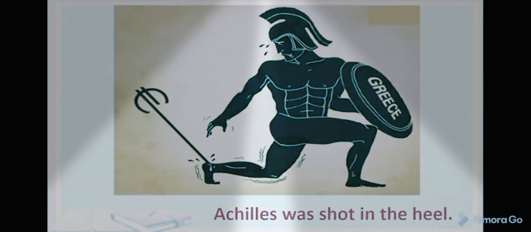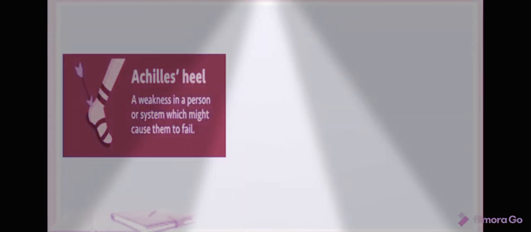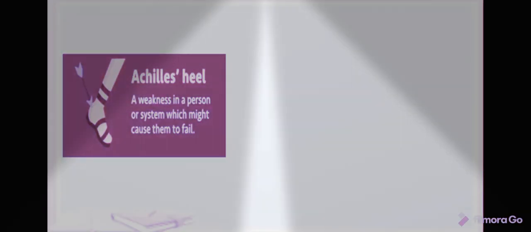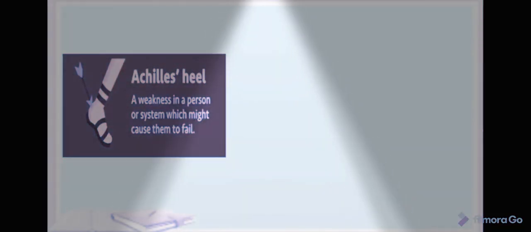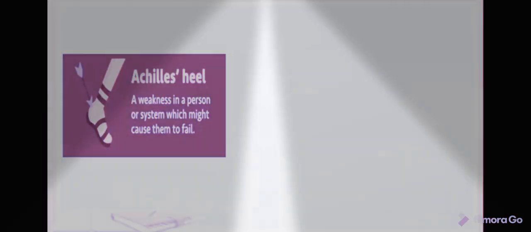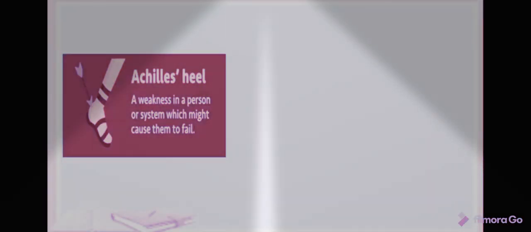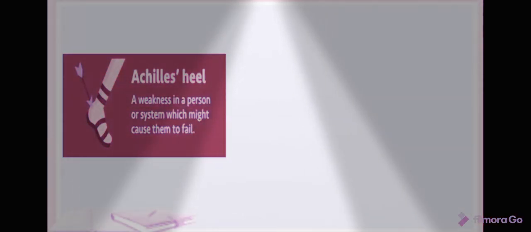So there is an idiom in English which says Achilles' heel. What is the meaning of Achilles' heel in English? It means a weakness in a person or a system which might cause them to fail. Everything else about the person or the system is very strong, but one part is weak, and because of that one part, the entire system could fail.